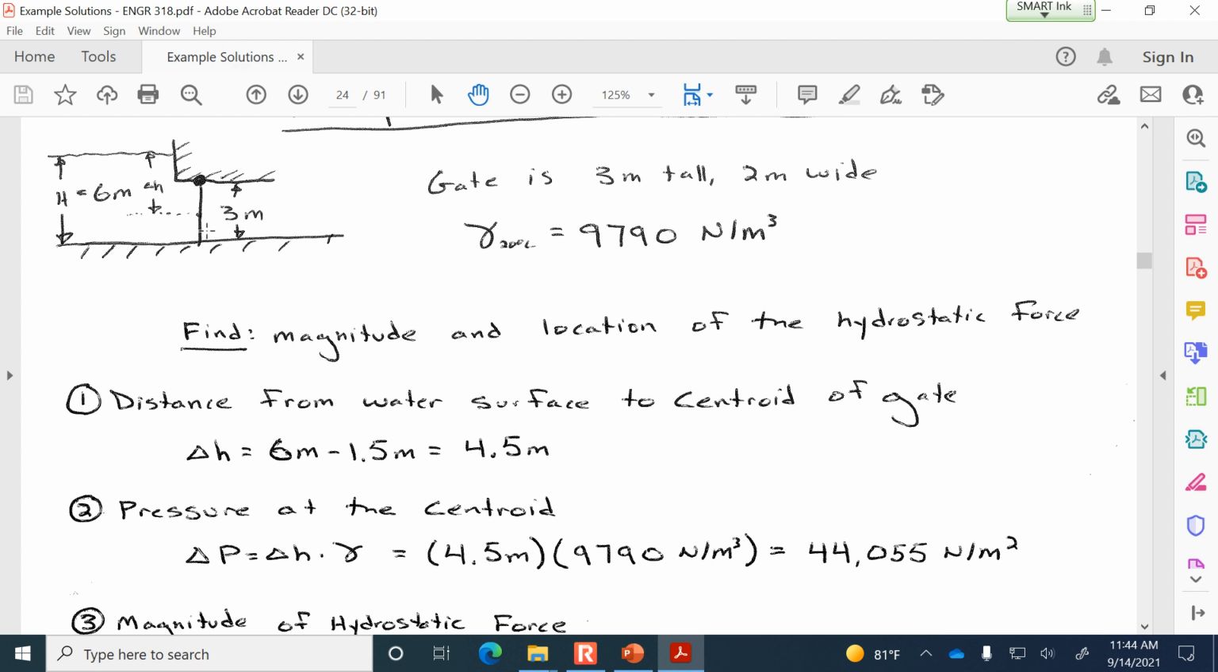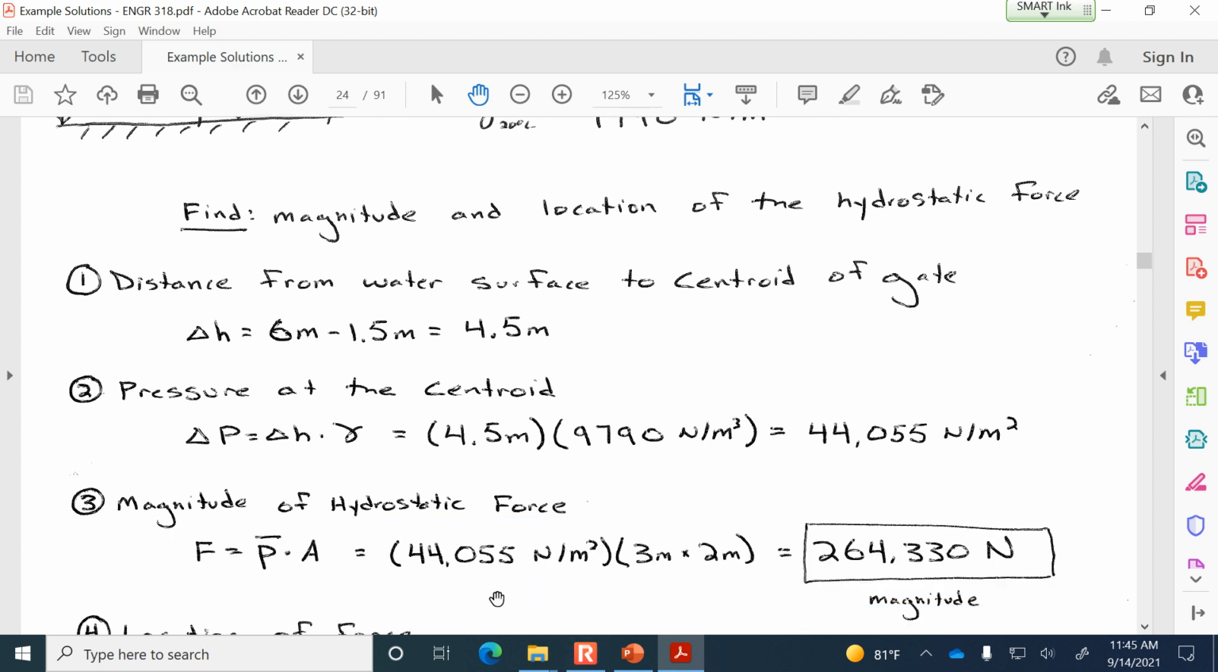And incidentally, since this is vertically oriented, delta H equals y bar. If the gate is straight up and down, y bar equals delta H. So we'll need to know that when we put it in the formula for YCP. The pressure at the centroid is just the unit weight of the fluid multiplied by delta H. So the pressure at the centroid of the gate is 44 kPa. The magnitude of the force is the pressure at the centroid multiplied by the area of the gate. So 264 kilonewtons is the magnitude of the force.